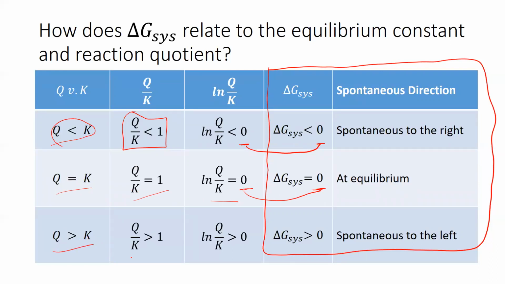is greater than K, then you're going to have a value for Q over K greater than 1, and the natural log of Q over K will be greater than 0. So you'll have a positive value for delta G, which means the reaction will go spontaneously to the left, or in reverse. And so we're starting to see now, we can look at these chemical reactions from the standpoint of equilibria, but we can also look at them from the standpoint of thermodynamics as a way of predicting whether a chemical reaction will proceed in the forward direction, remain at equilibrium, or move to the left, in the reverse direction.